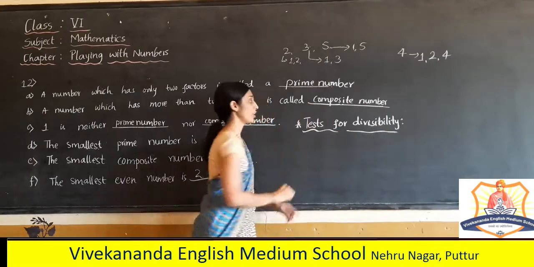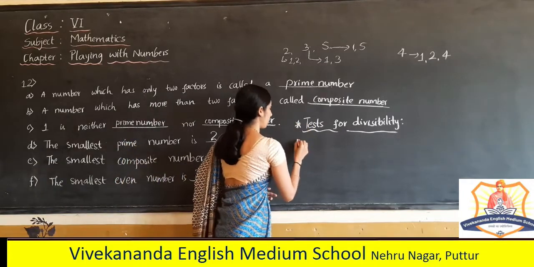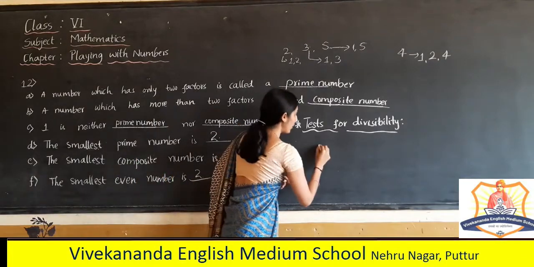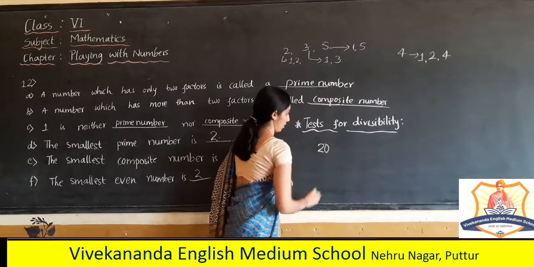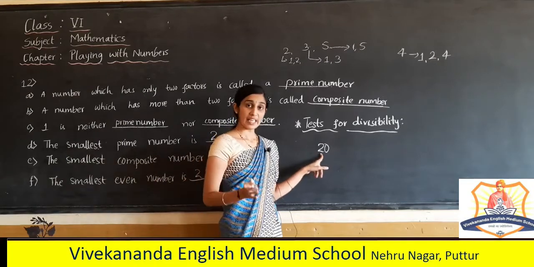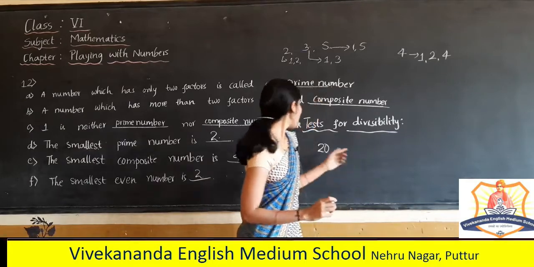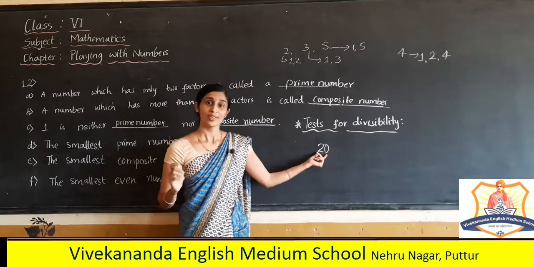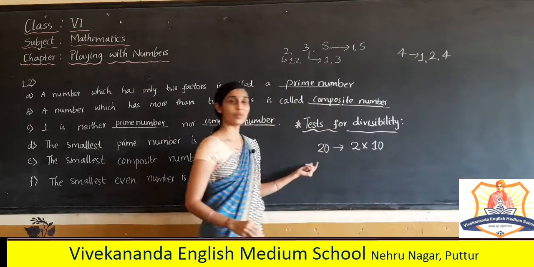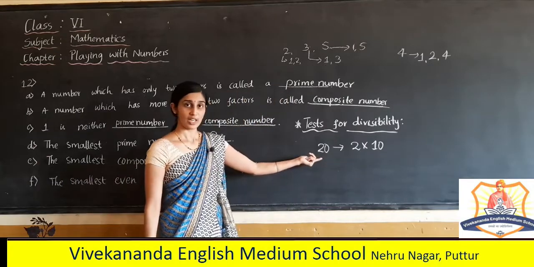What is this test for divisibility? Like a COVID test, malaria test? No. It is, if we have a number, for example, number 20, I'll take. If I have number 20, this 20 is the multiple of which numbers? 2 into 10 is 20, right? I hope you know the table of 2, children. 2 into 10 is 20, yes.